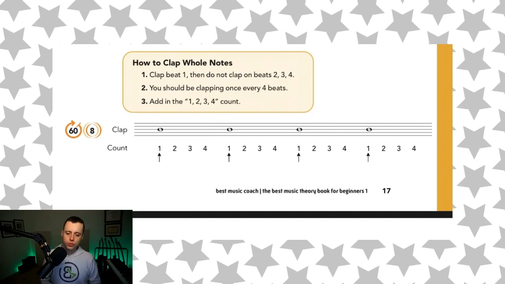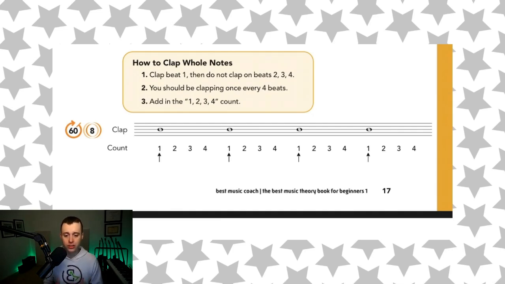1, 2, 3, 4. Clap 1, skip 2, skip 3, skip 4. Move your hands. Clap with me. 1, skip 2, skip 3, skip 4. Clap 1, skip 2, skip 3, skip 4. Now count 1, 2, 3, 4.